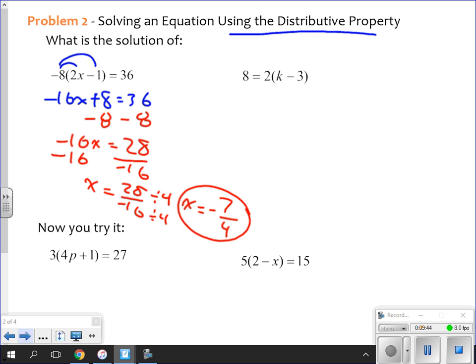Second verse, same as first. My first step, distribute. Just because the variables are on the other side doesn't change my process. So my first thing I do is I distribute the 2. 2 times k, 2 times negative 3. So I have 8 equals 2k minus 6. Remember, you can trade sides at this point if you don't like it. You want the variable on the left, just trade it. Now I solve the equation.